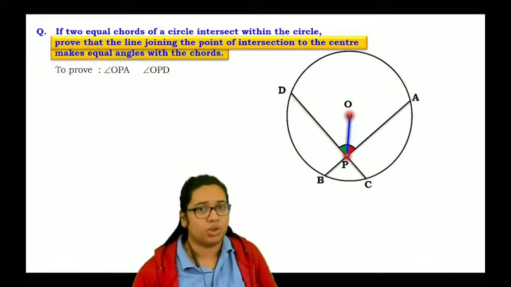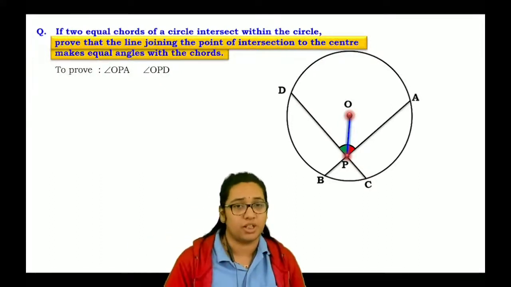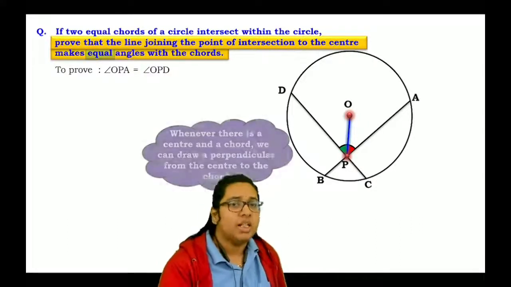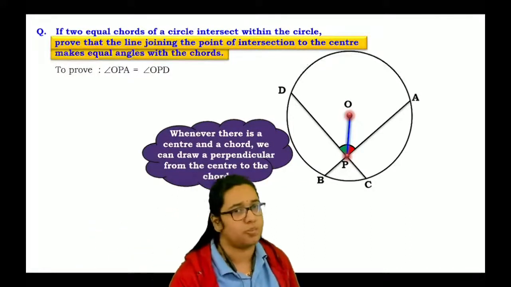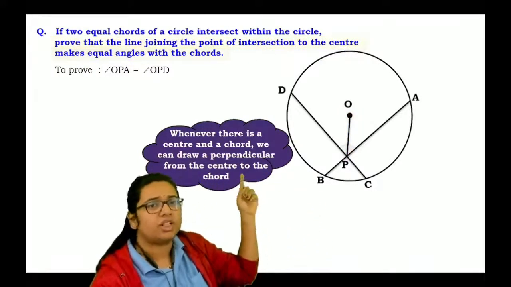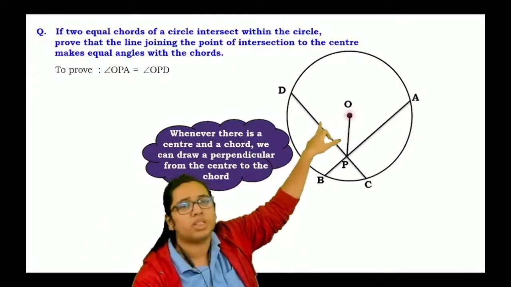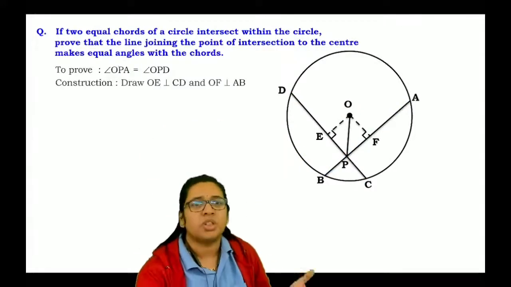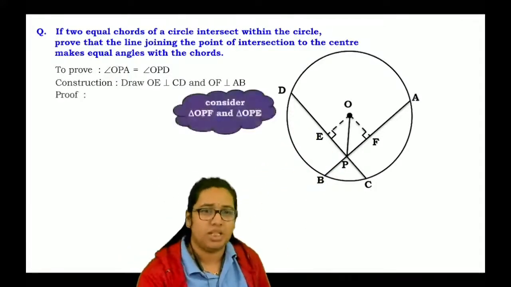But again, if you have to prove something like this in the case of a circle, first of all check whether you can form a triangle there. If you can easily form the triangle, then first of all you use congruency of triangles, and after that we go for CPCT. We know that whenever there is a center and a chord, we can draw a perpendicular from the center to the chord. Because of this point E, the E and EC will be equal.